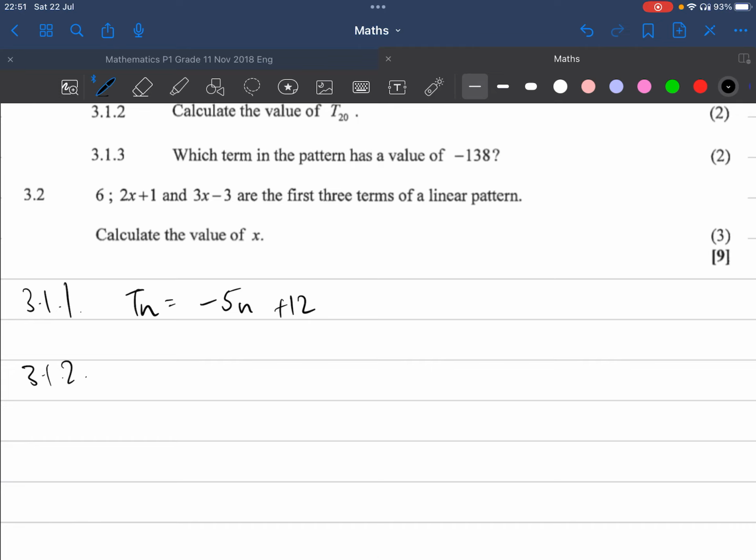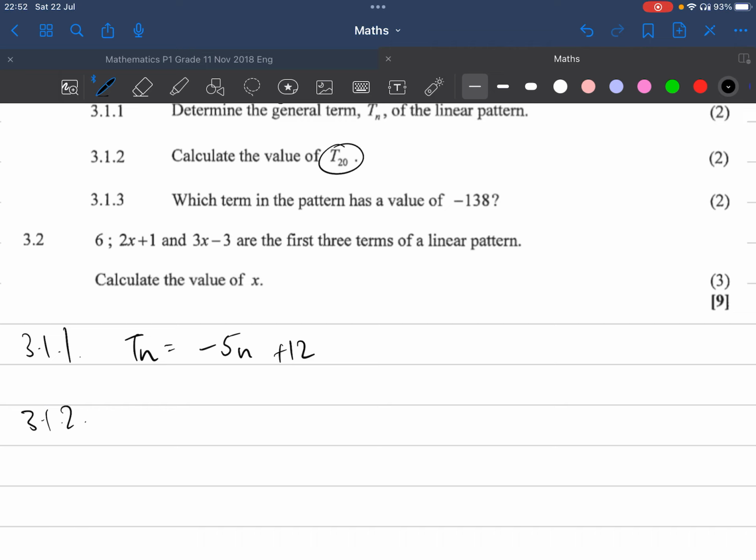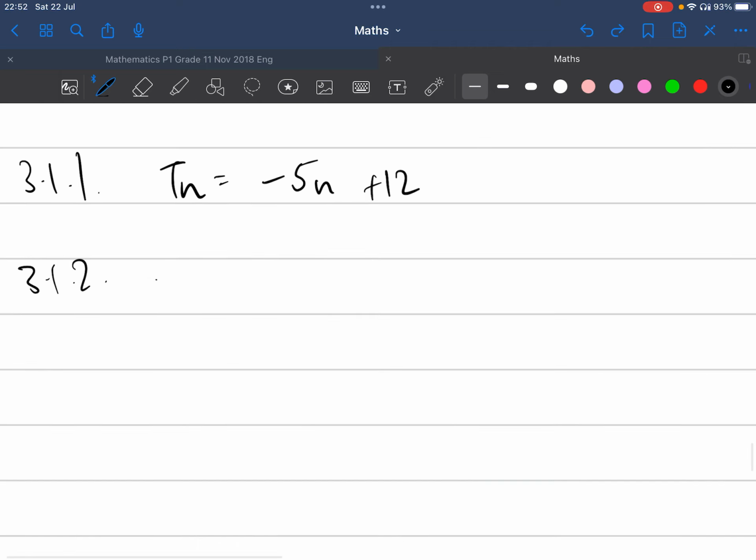Okay, 3.1.2, calculate the value of t20. Okay, so now we have the general term. That's easy. You just substitute in 20 wherever you see n. Okay, so minus 5 times 20 plus 12 gives us minus 88.